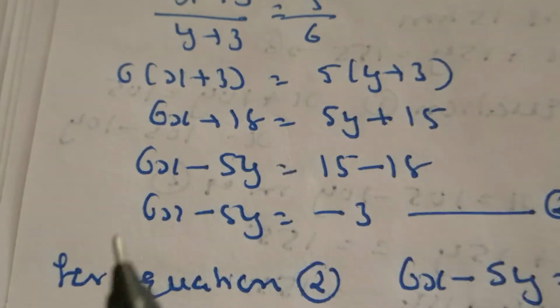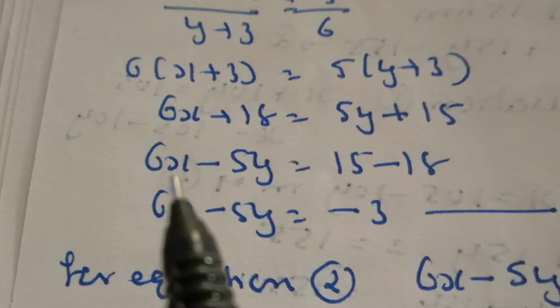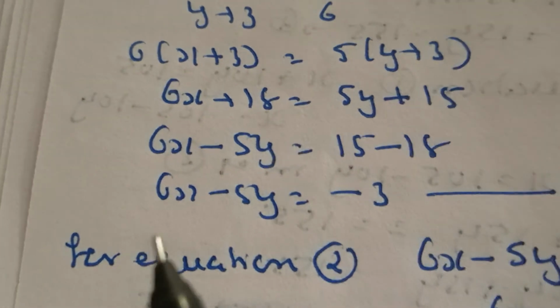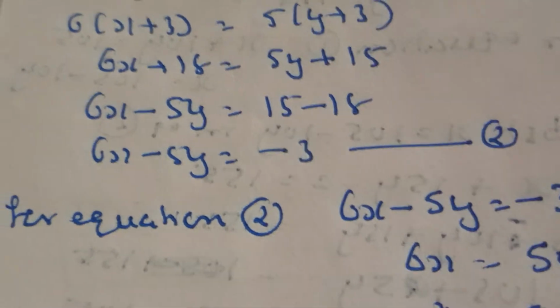So bringing 5y on the left hand side and taking plus 18 on the right hand side. So 6x minus 5y is equal to 15 minus 18. So 6x minus 5y is equal to minus 3. That is my equation 2.